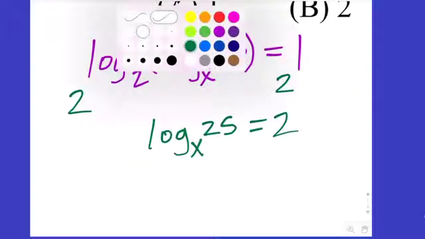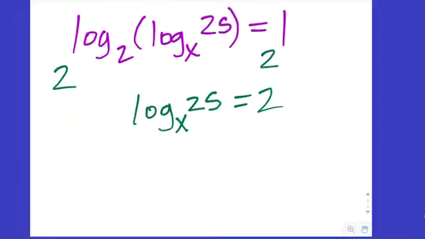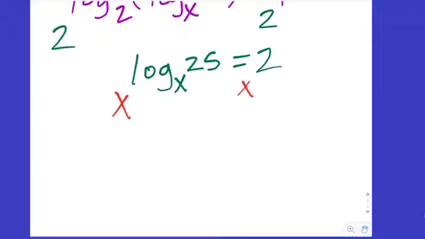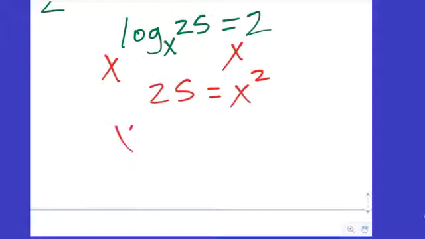And we've been having so much fun doing this. Now we need to unlog it base x. So I will exponentiate both sides base x. And x to the log base x of 25 is, of course, just 25. And we get x squared. And now it's a quadratic. So when you solve by taking the square root, you get -5 or +5.